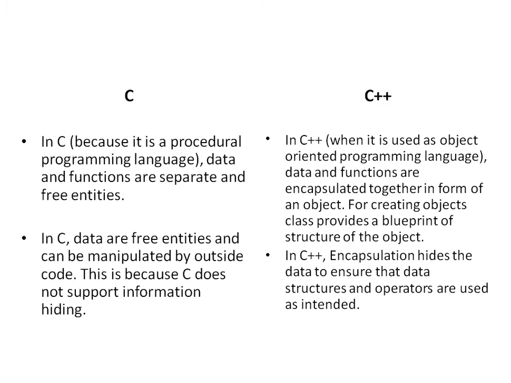In C, because it is a procedural programming language, data and functions are separate and free entities. In C, data are free entities and can be manipulated by outside code. This is because C does not support information hiding. In C++, when it is used as object-oriented programming language, data and functions are encapsulated together in form of an object. For creating objects, class provides a blueprint of structure of the object. In C++, encapsulation hides the data to ensure that data structures and operators are used as intended.